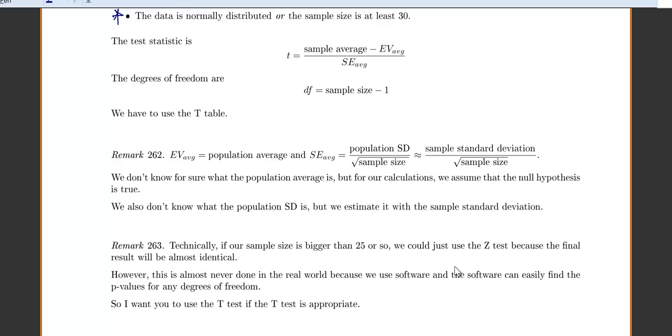Now technically, if your sample size is bigger than 25 or so, you could just use the z-test because the final results will be almost identical. However, this is almost never done in the real world because in the real world we use software, and software can easily find the exact p-value for any degrees of freedom for the t-test. Since I've never seen people use the z-test in real life just because it's a big sample size, I don't want to teach you that in this class either. So in this class, you should always use the t-test if the t-test is appropriate, meaning that you know the sample SD, since that's how you decide to use the t-test.